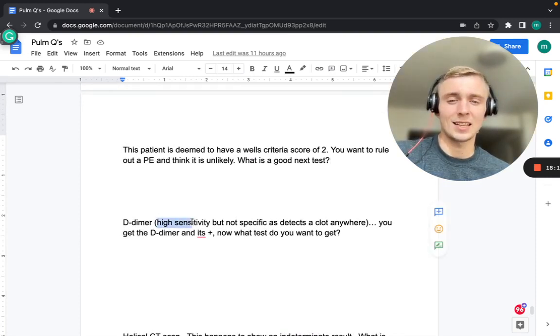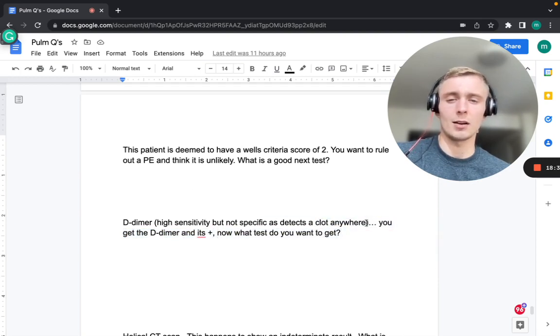It has a high sensitivity because it detects any clots that exist in the body. If there are any clots, your D-dimer will probably be elevated. But it's not specific, because that could just be some old clot. So it's not specific, but it is sensitive. You get a D-dimer, and it's positive. Now what test do you want to do?